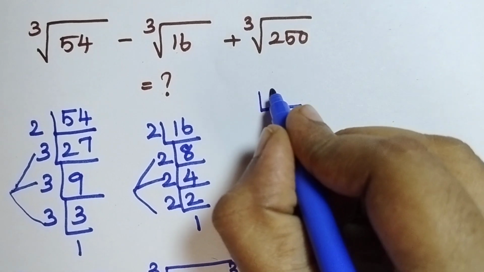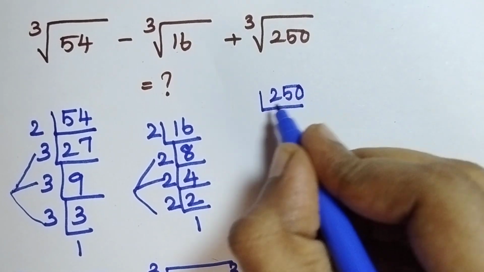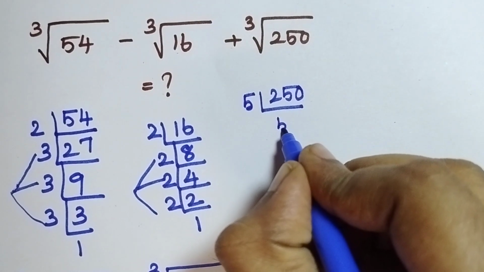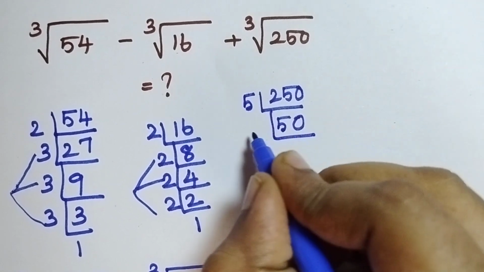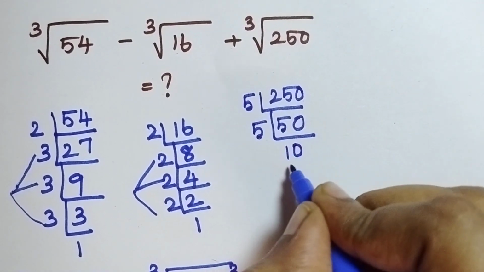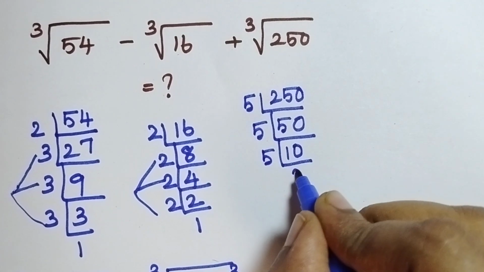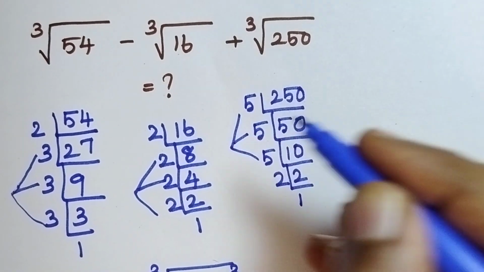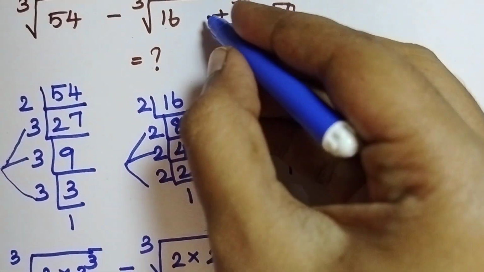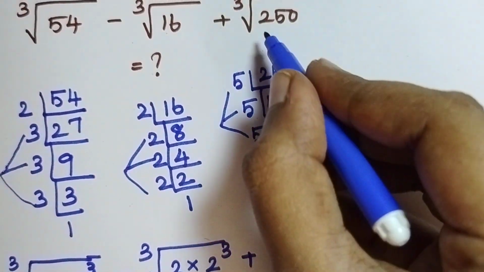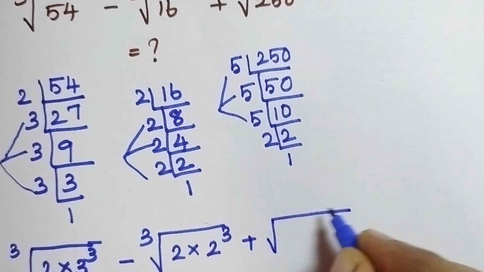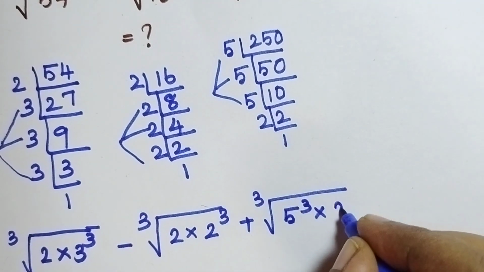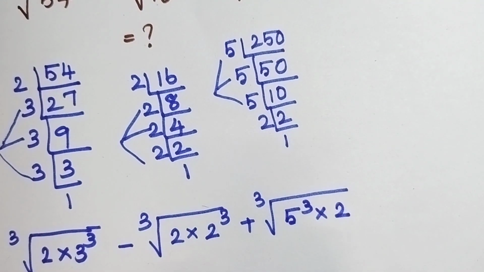Similarly, I am going to do the same thing for 250. It will come in the 5 table. 5 5s are 25, so 0, 5, 10. Again this will come in 5. So 5 2s are 10, so 2 is there, balance 1. If you see here, the cube number is 5 and the remaining is 2. Here there is a plus in the question, so I am going to write this plus. Instead of 250, I am going to write 5 cube into 2. Now I am going to simplify this.